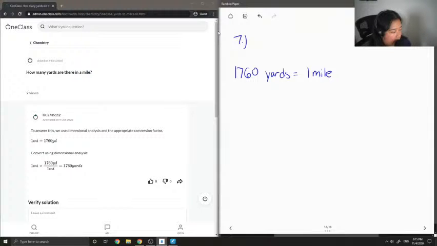Okay, so let's try to do an example of when we would need to calculate this. So let's say we are asked how many miles is 10,000 yards. So I'm going to put what I'm looking for first as the numerator, x miles over 10,000 yards.